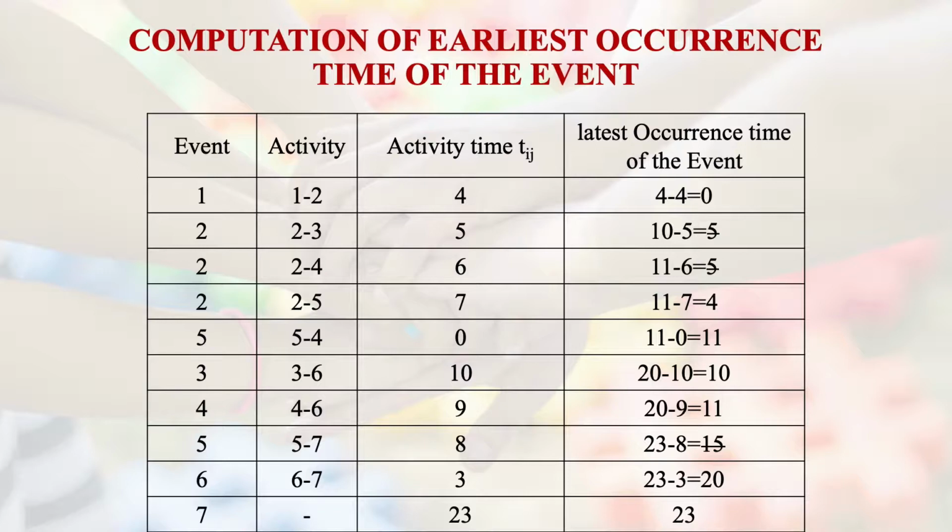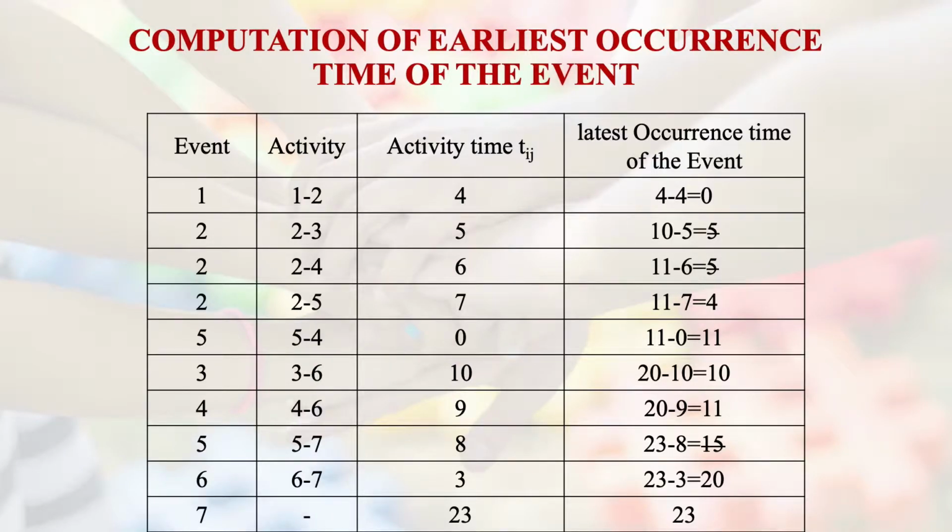So once again, let us recapitulate what we have done. Let us recapitulate this with the help of a diagram where computation of latest occurrence time of the events is being shown. Now we will start from the bottom in this particular case. So first we start with the event 7, the latest occurrence time happens to be 23. Now because of path 6 to 7, for the event 6, the latest occurrence time is going to be 23 minus 3, which is 20.